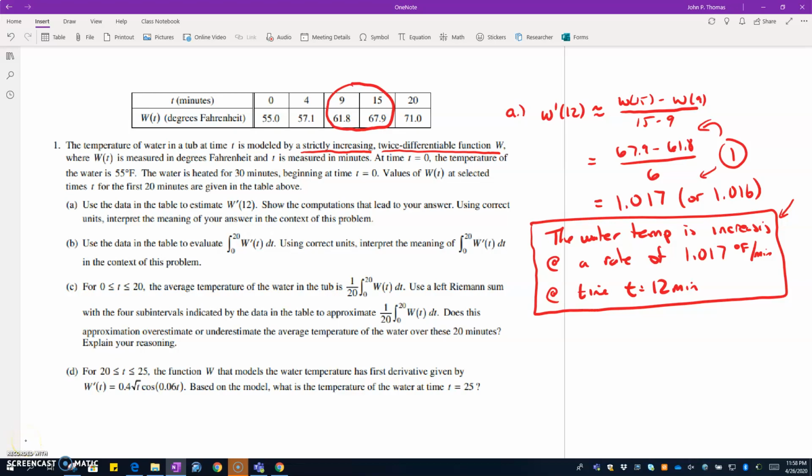Alright, so let's continue on to part B now. And in part B it says use the data in the table to evaluate the integral from 0 to 20 of w prime of t dt. Using correct units, interpret the meaning of this in the context of the problem.